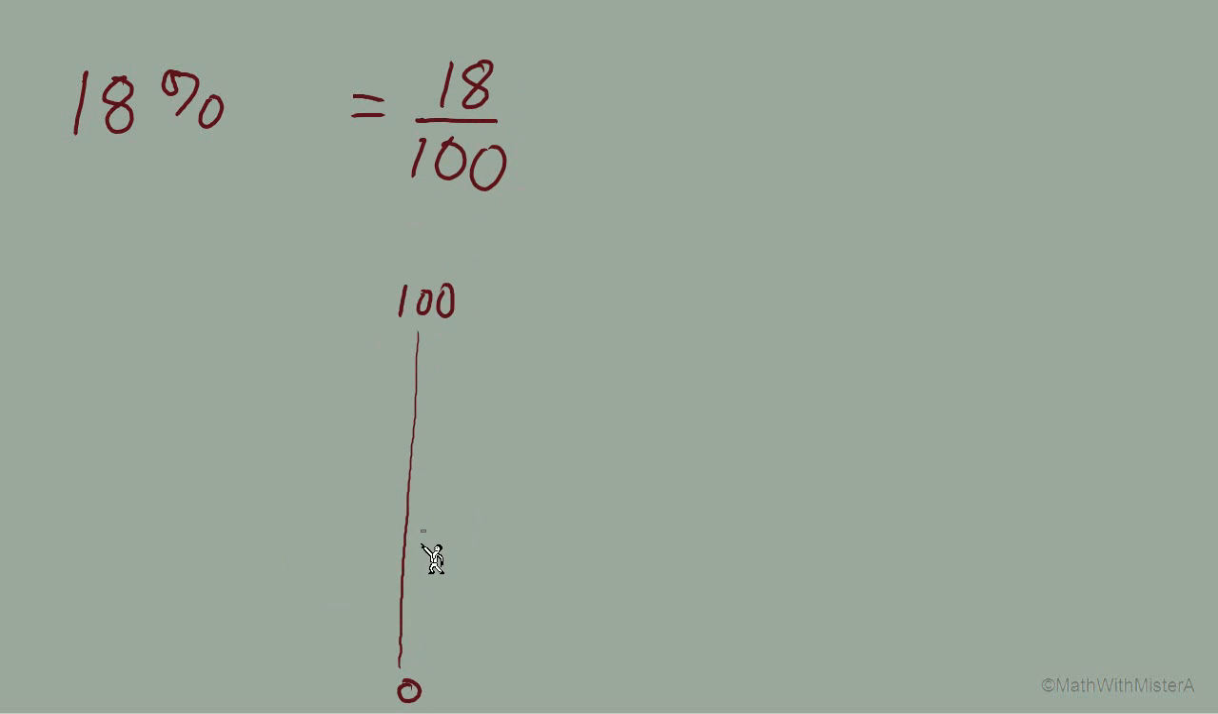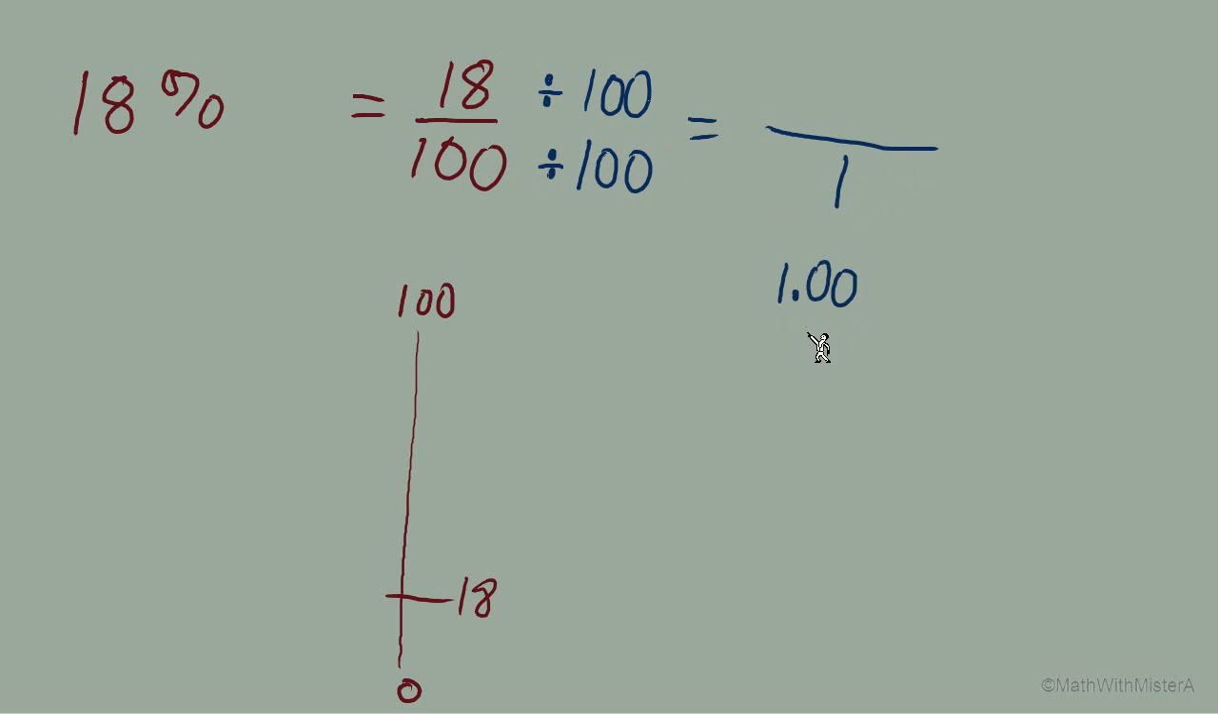Percents are on a scale from 0 to 100, and 18 would be somewhere toward the bottom, but not too close to the bottom. Now, we know about equivalent fractions that we can multiply or divide the same thing to top and bottom. And I'm going to choose to divide top and bottom by 100. The reason I'm going to do that is because, looking at the denominator first, 100 divided by 100 equals 1 whole. So this denominator that's 1 whole is starting to have us consider this decimal scale of 0 to 1.